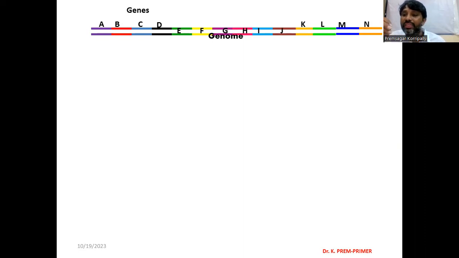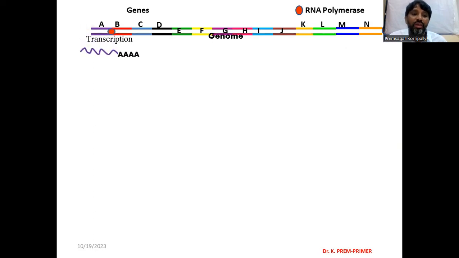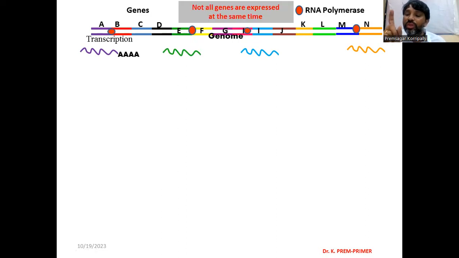So genes are transcribed to give an mRNA molecule, right? So you can see the transcription. That's RNA polymerase. You see transcription. Yeah, mRNA molecule. Here you can see the E gene is transcribed. You get an mRNA molecule, right?